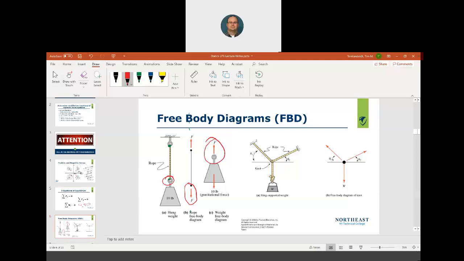Okay. So what we do, we isolate the members and we determine the forces that are in each member, and we use the three equations of equilibrium to calculate the unknown forces. Okay. So going over that.